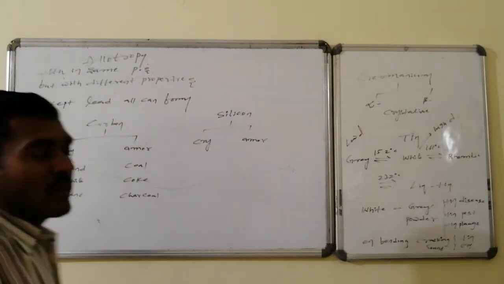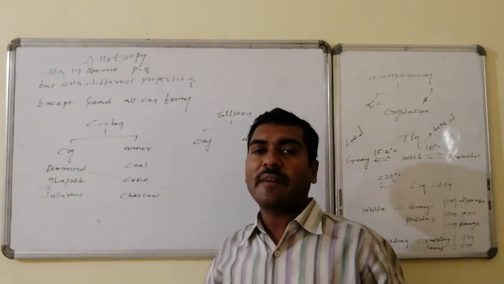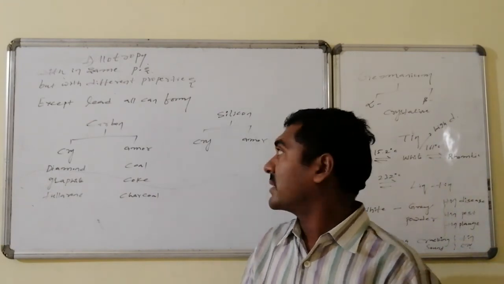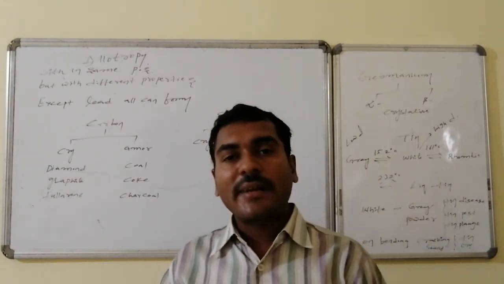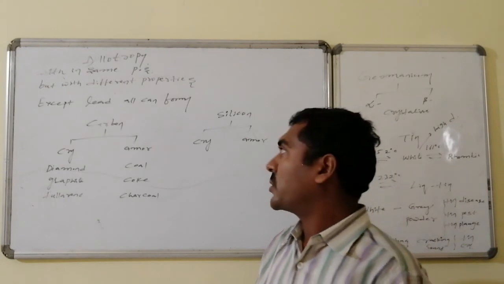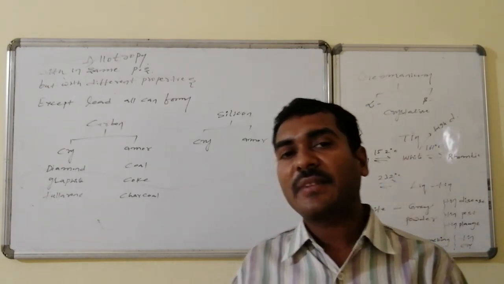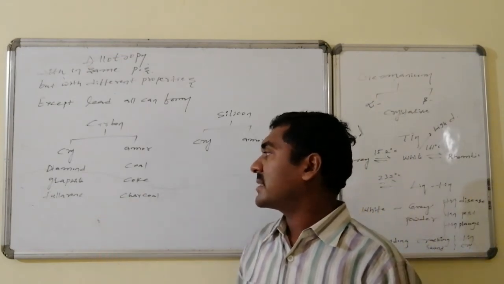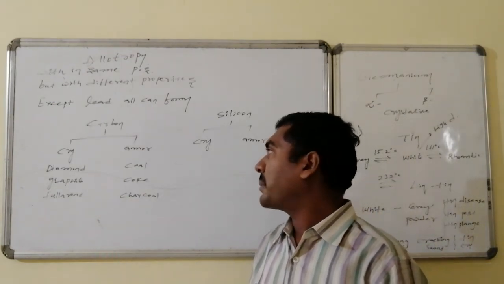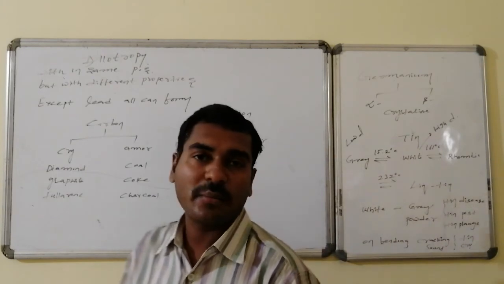Allotropes: elements in the same physical state but having different properties are said to be allotropes. Except lead, all elements of this family show allotropes. Carbon has 2 varieties of allotropes, one crystalline and the second amorphous. Crystalline consists of diamond, graphite and fullerene. Amorphous examples are coal, coke and charcoal.